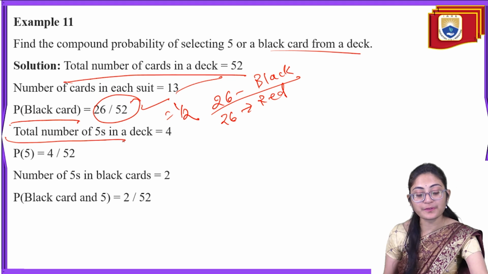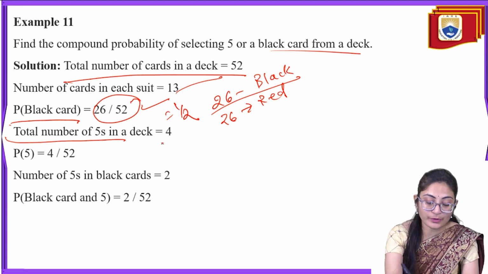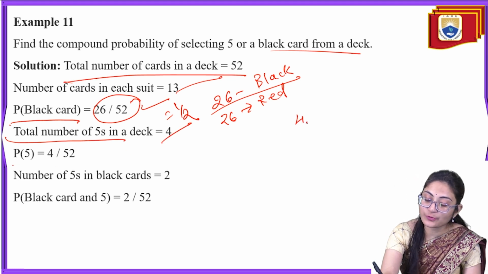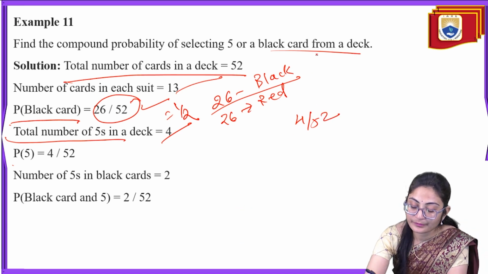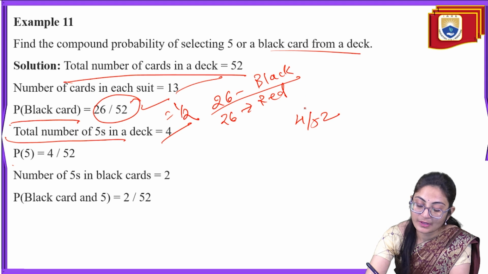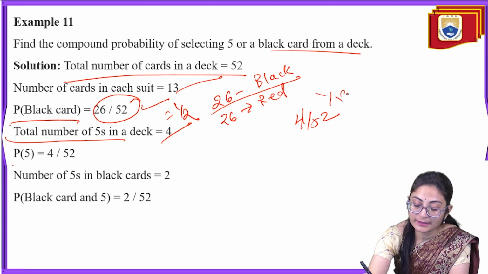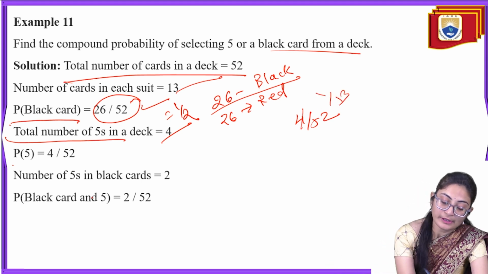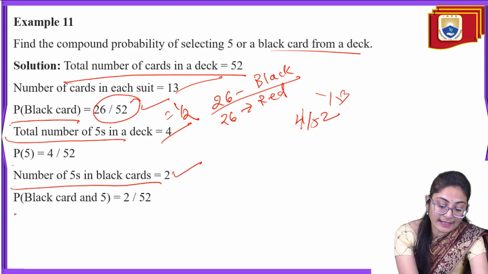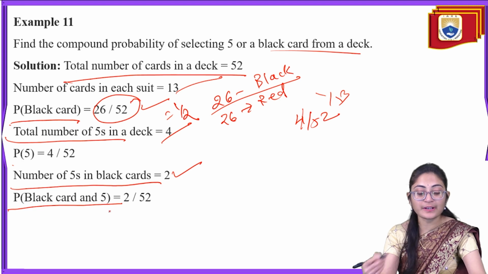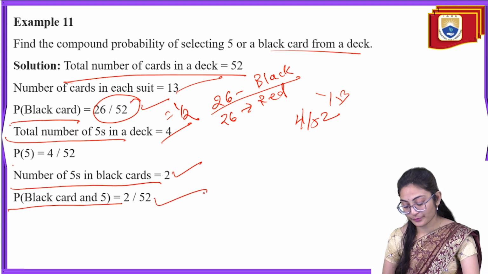And the total number of 5s in the deck is 4. So that is 4 by 52, or we can say 1 by 13. Then number of 5s in black cards is 2, and the probability of black card and 5 will be 2 by 52.